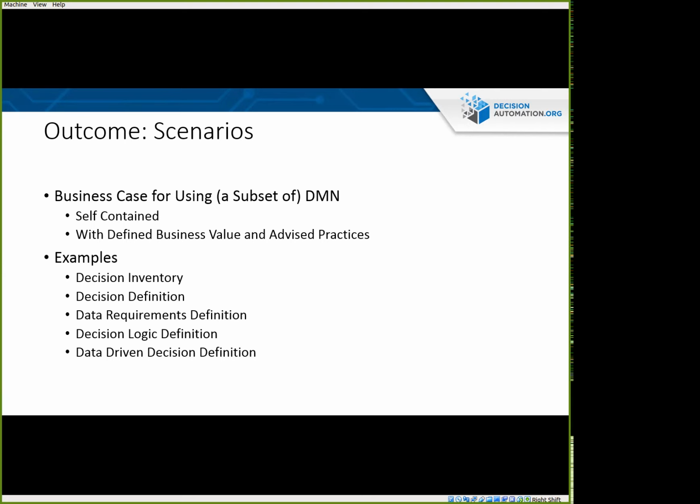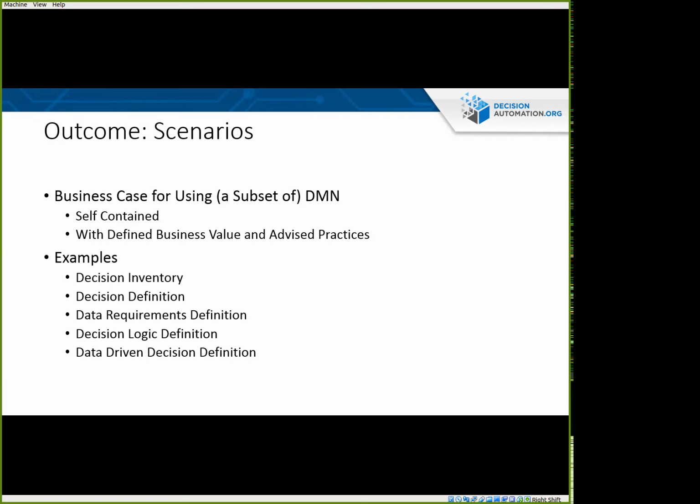Decision logic definition, I'm not going to bore you with a definition of this. Many of you know it better than I do. However, it's important to say here that we do this because, as well as getting the logic, as well as enabling automation, we're getting additional transparency, accountability, and rigor in our decision making. And it leads to the ability to deploy decision services.